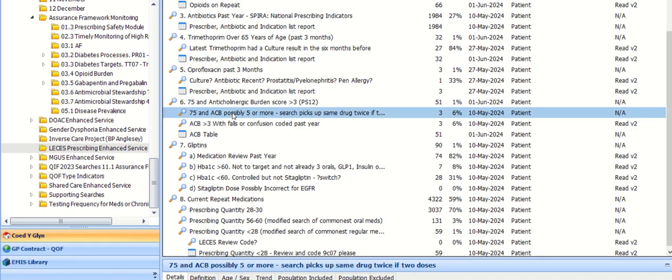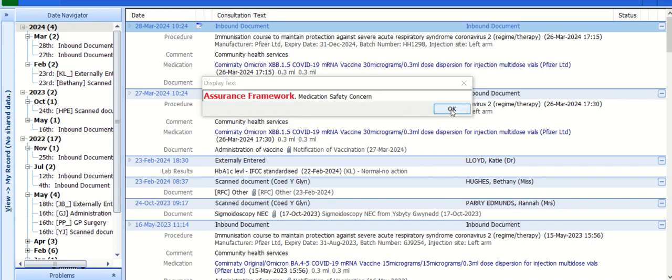There's also a search looking at ACB scores of 5 or more. It's worth saying the slight difficulty with that is that if there are 2 drugs in the same column with 2 different doses, they will flag as scoring twice. What I mean by that is something like this patient here.